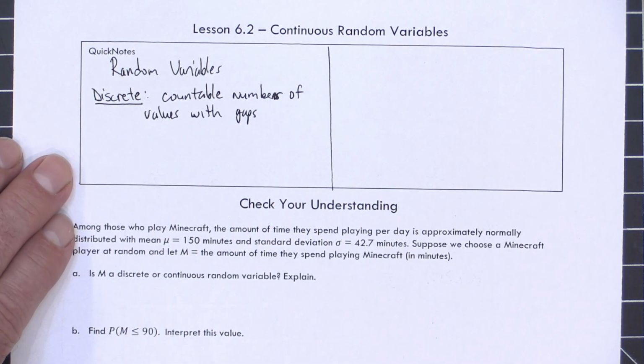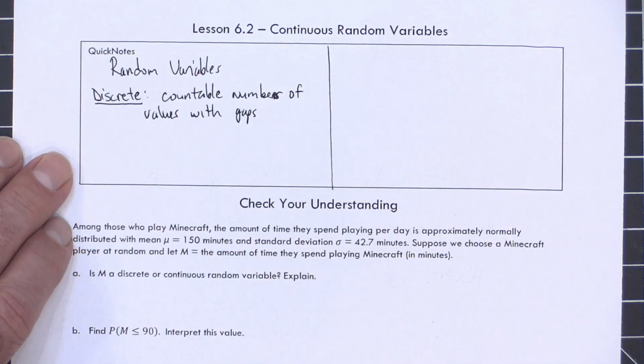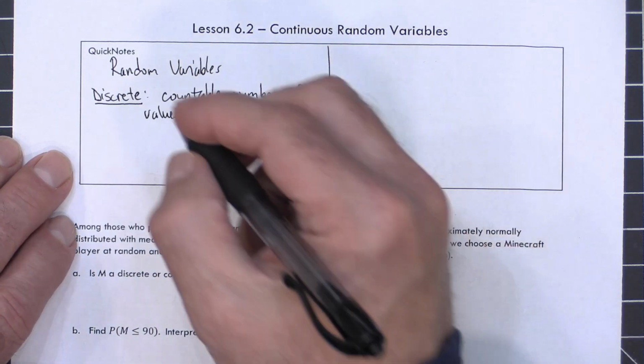So there's a gap, right? There's no 1.1, there's no 1.3, there's none of that. It's just 1, and then the next number is 5.